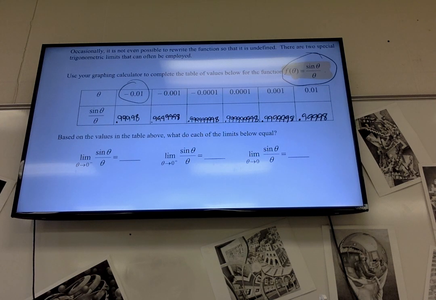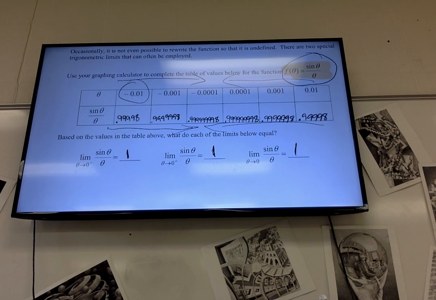Okay, so if we go to find the limit of sine theta over theta as theta approaches 0 from the left-hand side, what's y getting closer and closer to? 1. As I approach 0 from the right-hand side, what is sine of theta over theta getting close to? 1. So what is the limit as theta approaches 0 of that? 1. Very good.